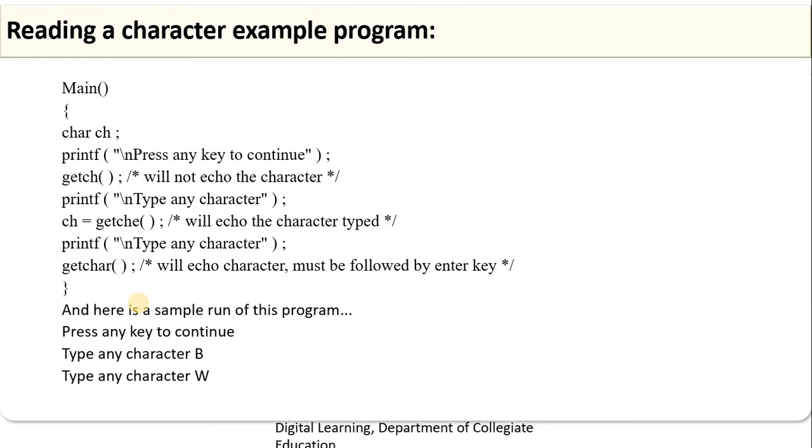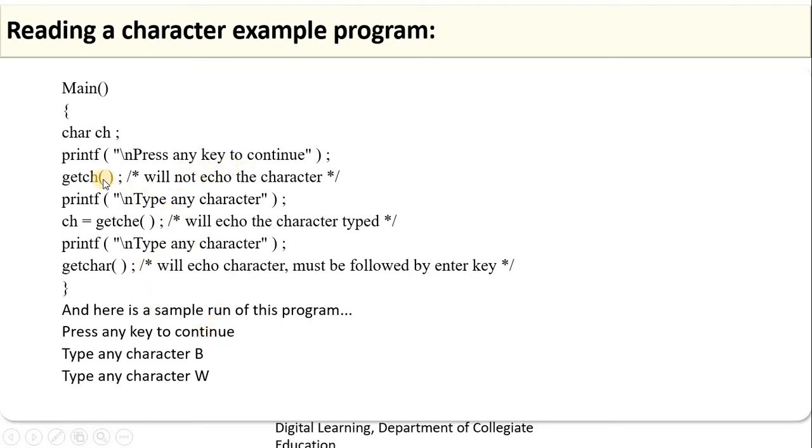Let's see this example for better understanding. If you carefully observe this program, there's a main function here. Then ch is declared here. Then there is a printf statement. For this, it is printing here. This is the output. This is a program. Press any key to continue is displayed here.